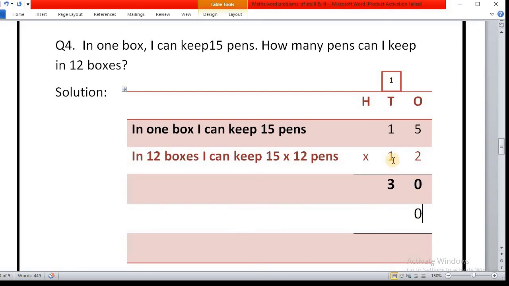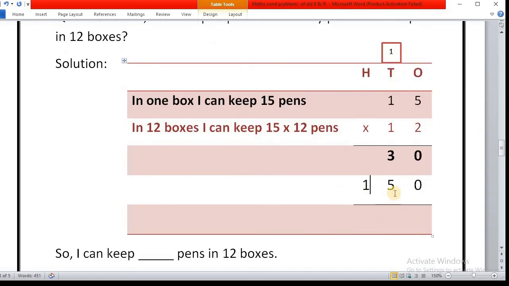In the third step, I'll multiply 1 with 5 in the ones place. 1 five is 5. So, I'll write 5. And in the fourth step, I'll multiply 1 with 1 in the tens place. 1 one is 1. So, I'll write 1 here. And finally, I'll add. 0 plus 0 will be 0. 3 plus 5 will be 8.